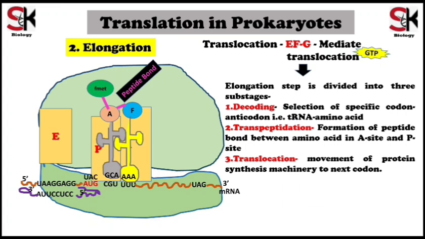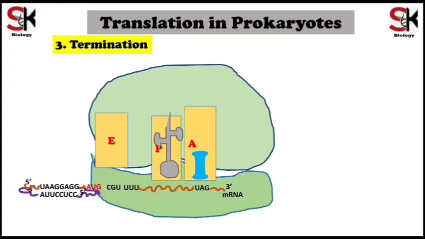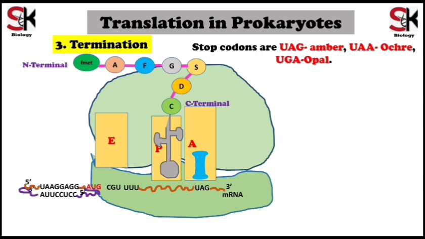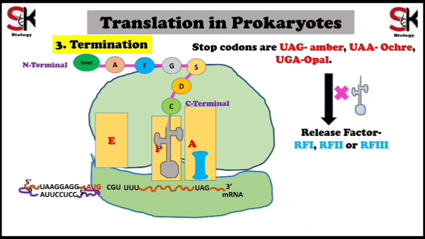Here it is UAG. Polypeptide is synthesized from N-terminal to C-terminal, and when the ribosome reaches the stop codon, there will be no addition of any tRNA. Instead, it adds a release factor. In prokaryotes, 3 release factors are known: RF1, RF2 and RF3. Any of the stop codons can be used by prokaryotes, which are UAG, UAA or UGA.